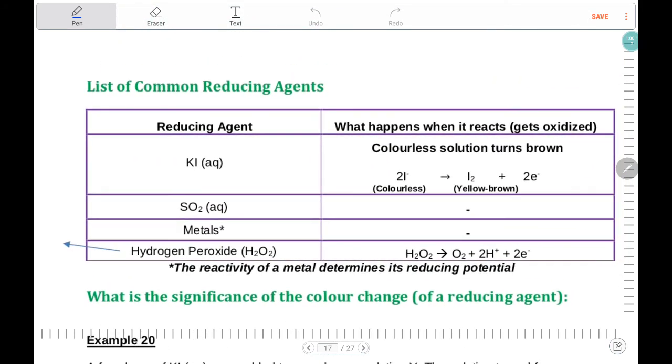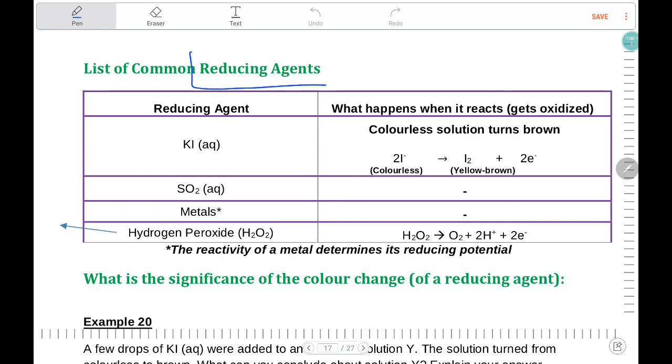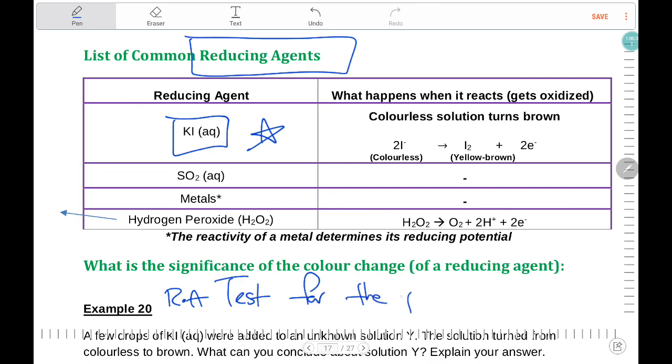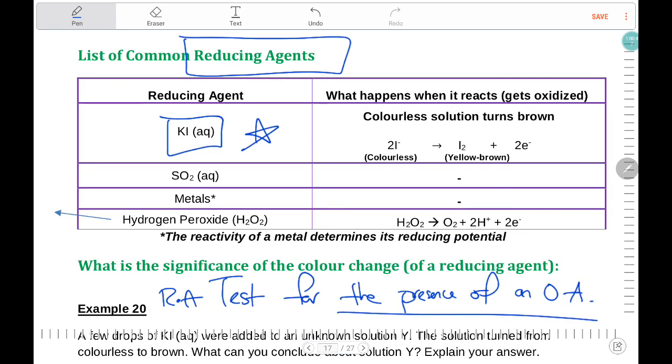Okay, very quickly we move on to the next part, common reducing agents. Hope you'll recall, what does a reducing agent do? It reduces another compound or itself gets oxidized. So again, there is a list of reducing agents here. For now, I just need to focus on this, potassium iodide. It's a reducing agent. A reducing agent tests for the presence of an oxidizing agent, which is the opposite of an oxidizing agent test. So similarly, when a reducing agent turns color, it tells me that an oxidizing agent is present.